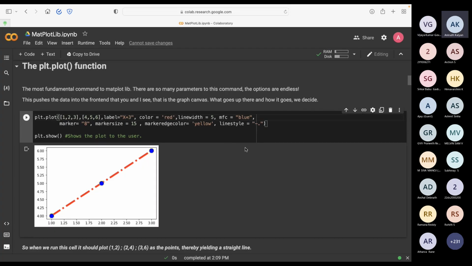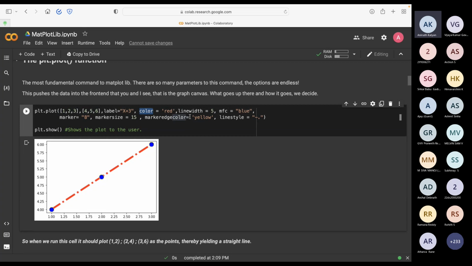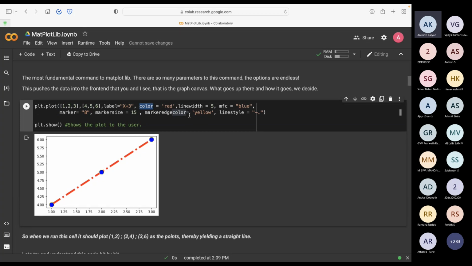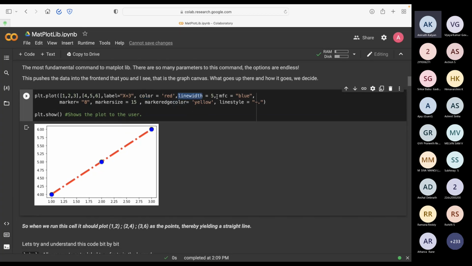Okay, nice. So I'm labeling this as x plus 3. Color, pretty self-explanatory. Also notice that it's the American spelling of color. Wherever you see color, it's the American spelling, just a small thing. You might find a bug somewhere. Line width equal to 5. That is just the number of pixels of line width you want to give it.